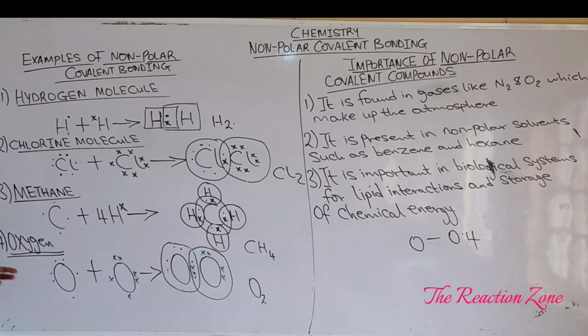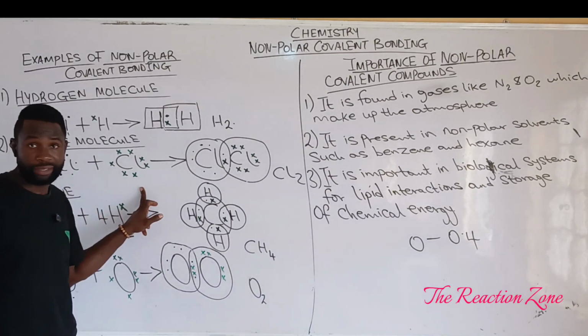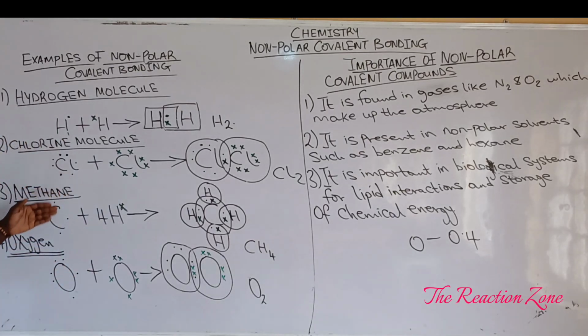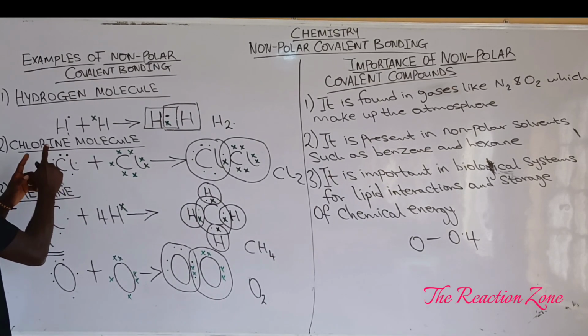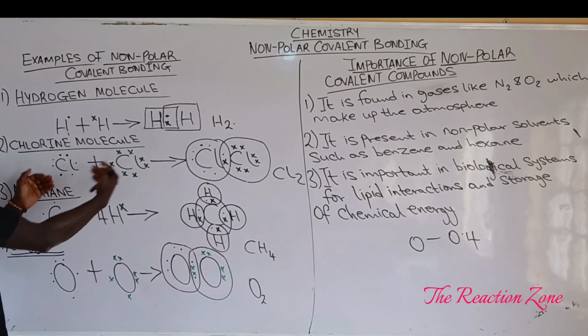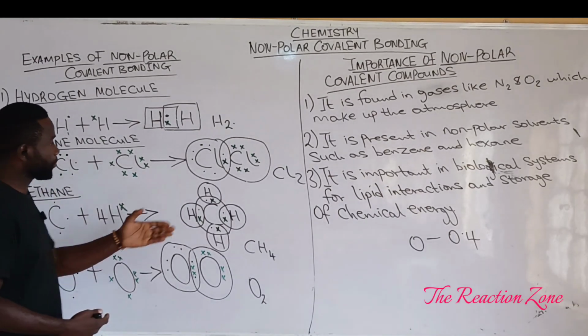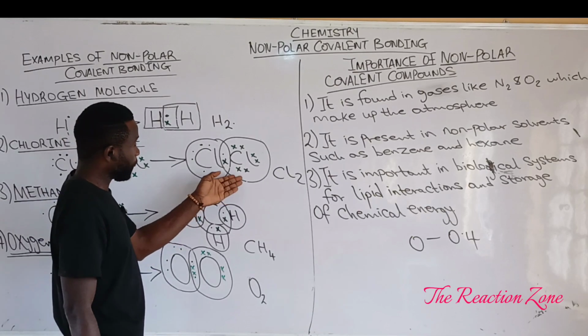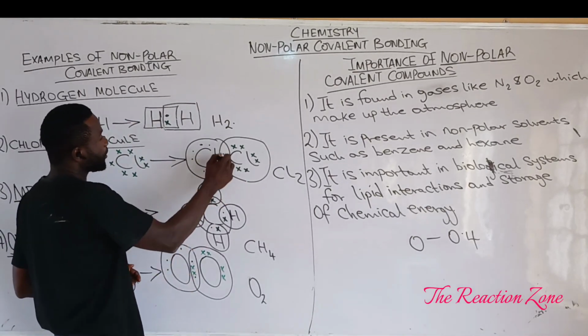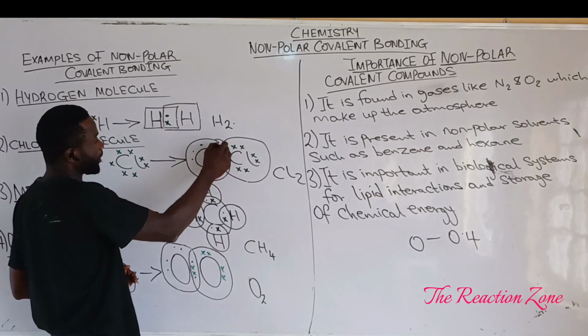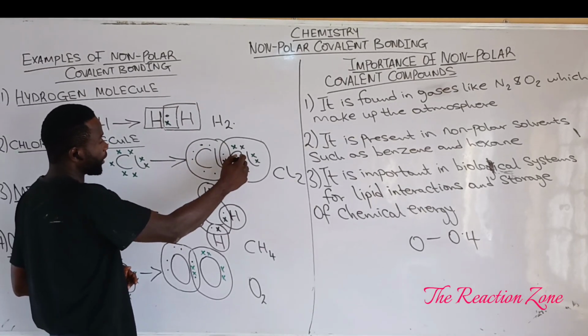The second example is chlorine molecule. Chlorine molecule is formed when two chlorine atoms chemically combine. Each chlorine atom has 7 valence electrons. However, each chlorine atom has a covalency of 1. So what this means is that each of the chlorine atoms will only donate 1 electron each for sharing. And when that happens, you have this structure of chlorine molecule. The electrons here are the bonding electrons. These are the electrons that are shared between these two chlorine atoms.